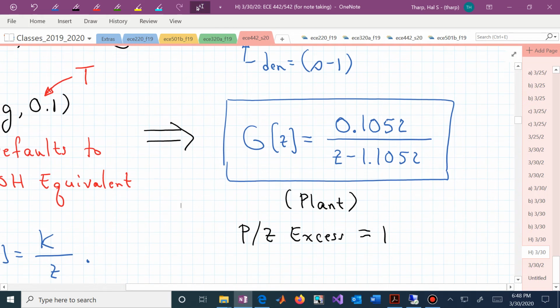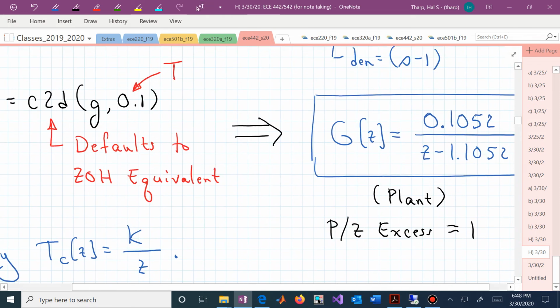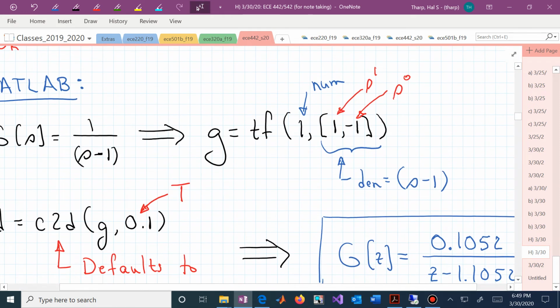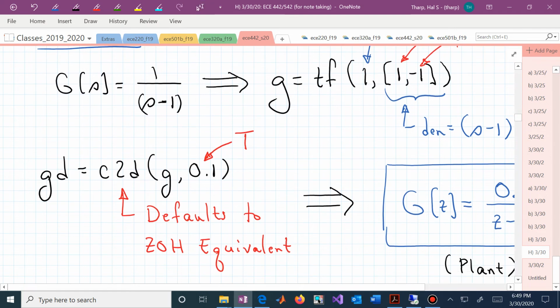The pole zero excess: we have a first order polynomial in the denominator, a zeroth order polynomial in the numerator. We now have a pole zero excess of 1, which is also consistent with our original system, capital G of S.